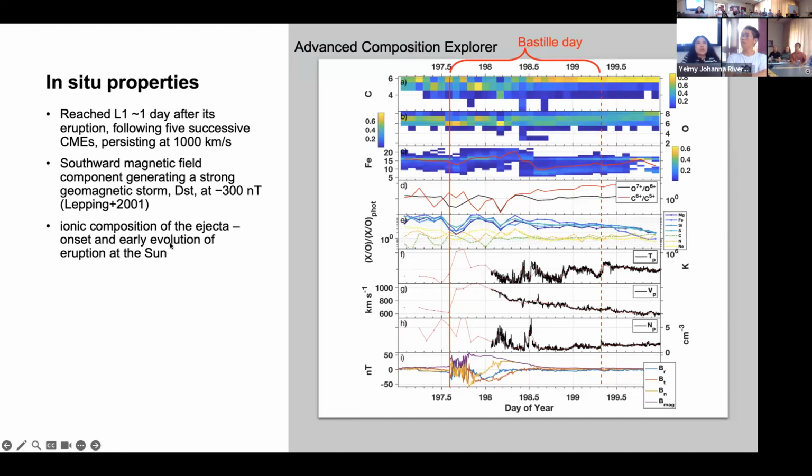And so one of the reasons why we were really interested in looking at the heavy ions is because it could really tell you a lot about the early evolution, the onset, the early stages of evolution.